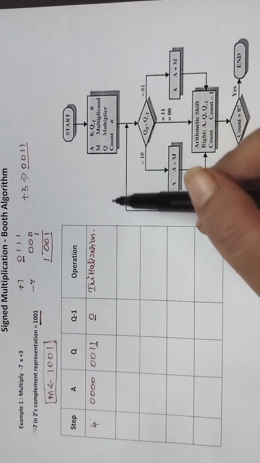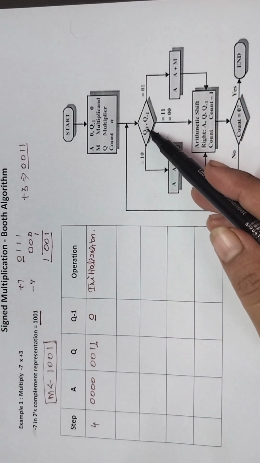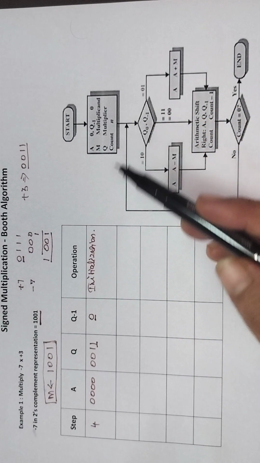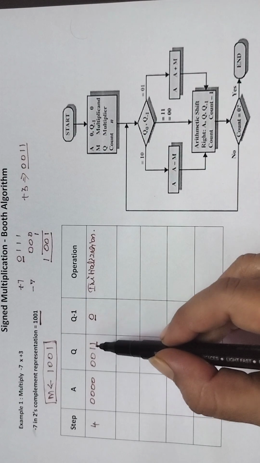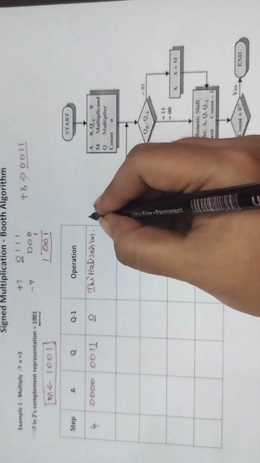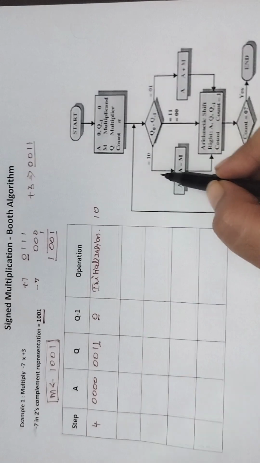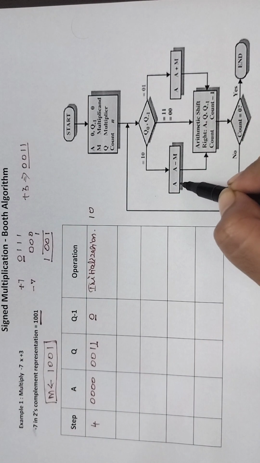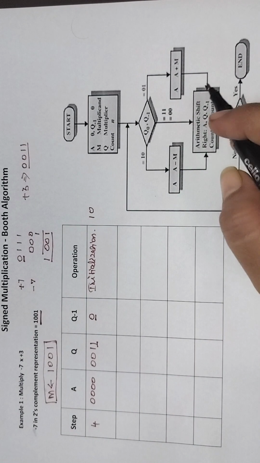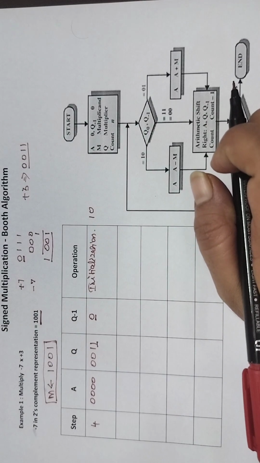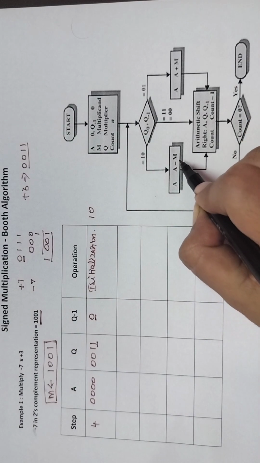After completing the initialization, we check Q0 and Q minus 1. Here they are 1 0. If it is 1 0, what do we have to do? We have to perform A = A minus M. Since it is a subtraction operation, we have to perform minus M.